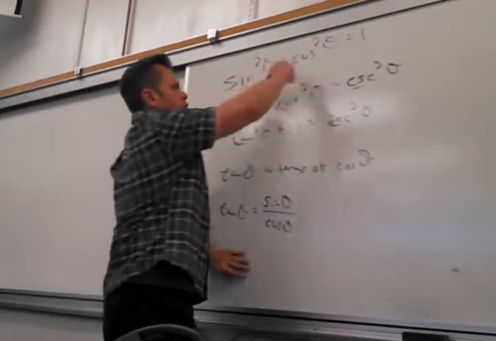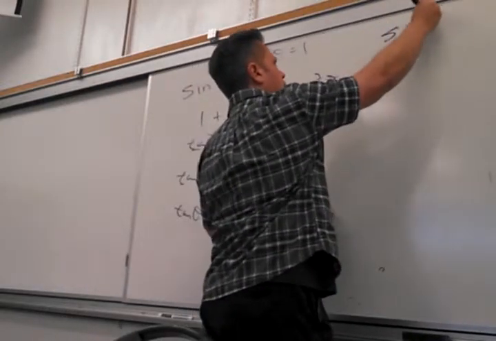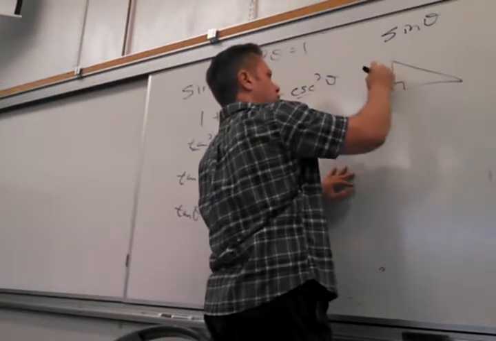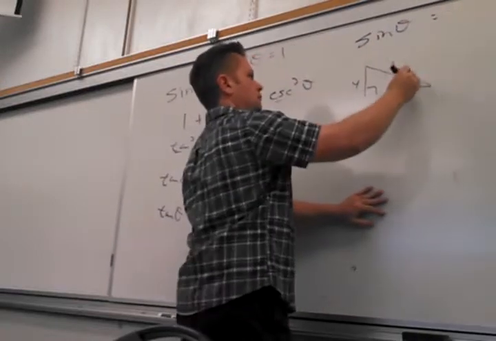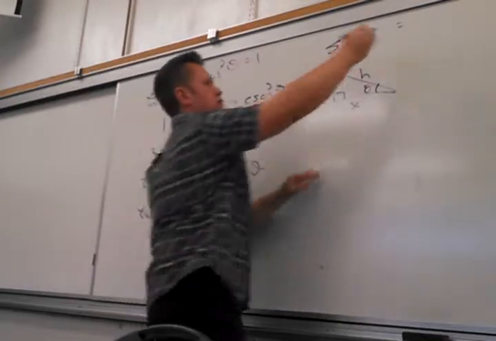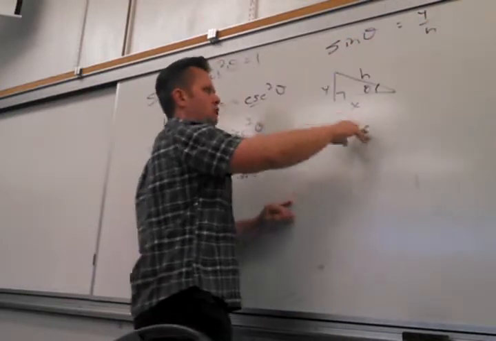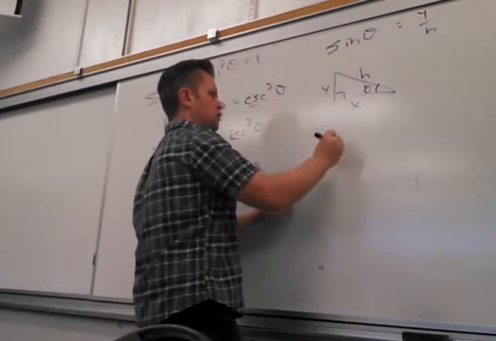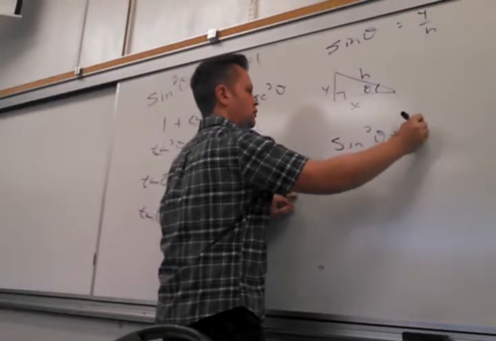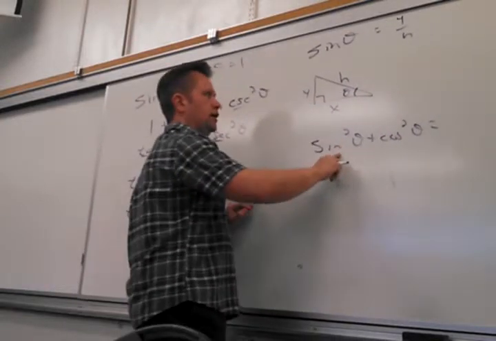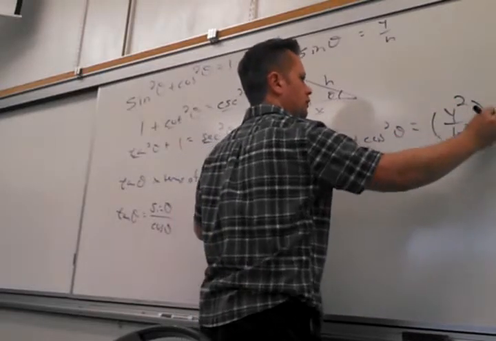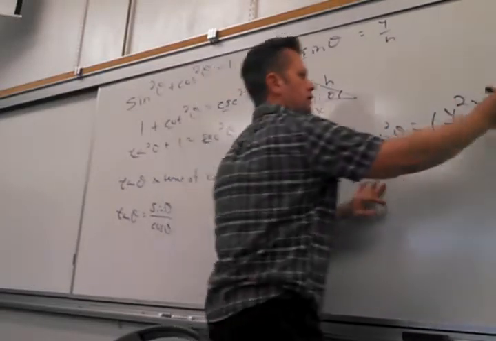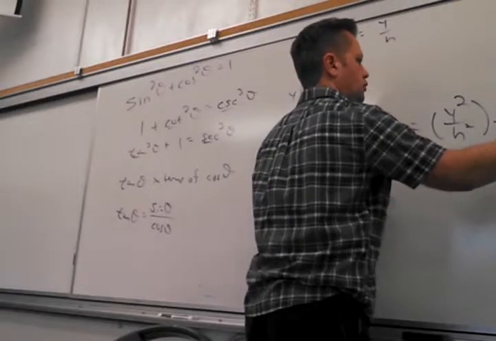Real quick, look at this first one. What's the definition of sine theta given some triangle? We'll call this y, x, and h. What is sine theta then? Y over h. That's great. And cosine theta would be? That's awesome. So sine squared theta plus cosine squared theta. What's sine again? Sine is y over h. That's y squared over h squared. Cosine is x squared over h squared when you square it.